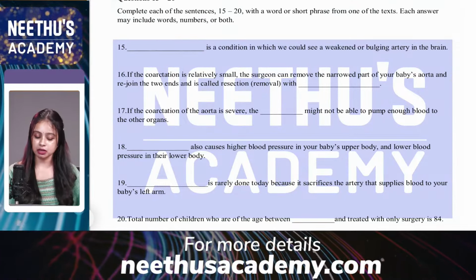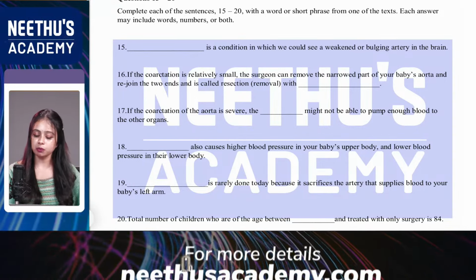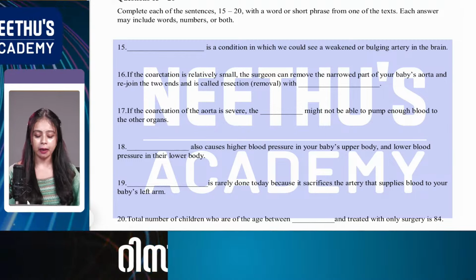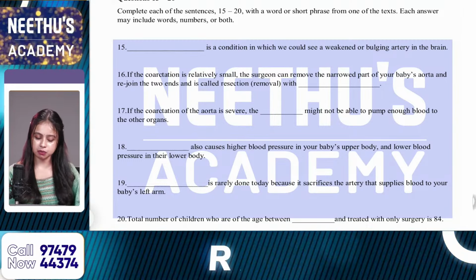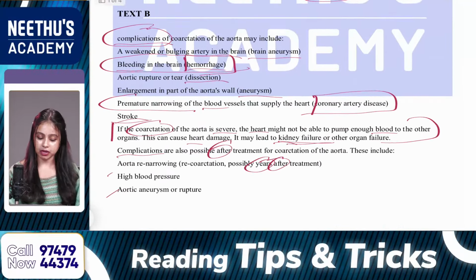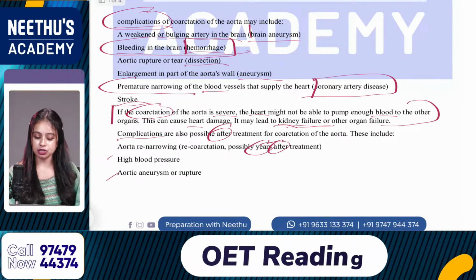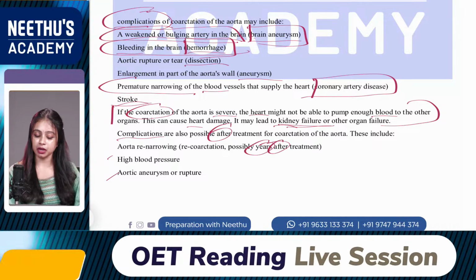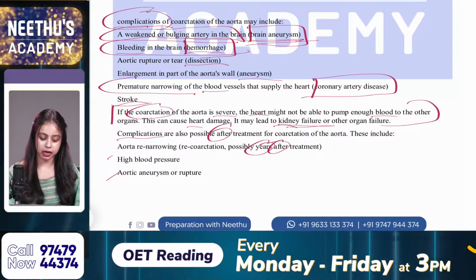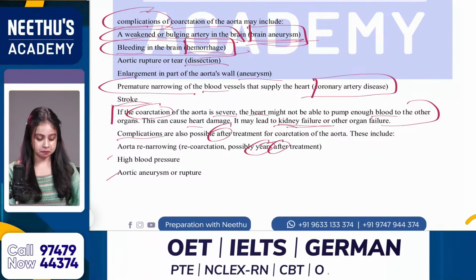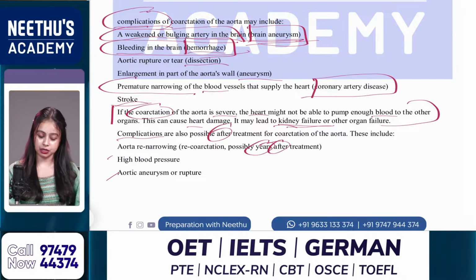Then the 15th one. Dash is a condition in which we could see a weakened or bulging artery in the brain. So what is that condition? That condition is called brain aneurysm. Where is it mentioned? As you can see in the second text, they have very clearly mentioned that the condition is called brain aneurysm, a weakened or bulging artery in the brain. Excellent. Anu, Prajisha, Reshma, Reba, Adira, yes, it is brain aneurysm.